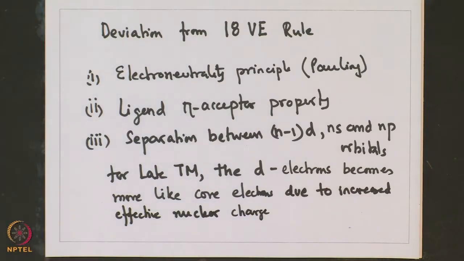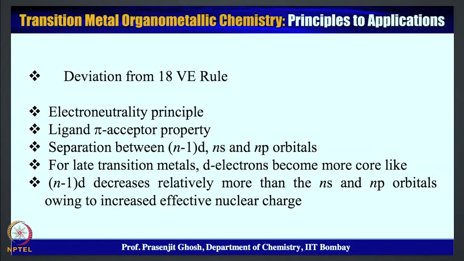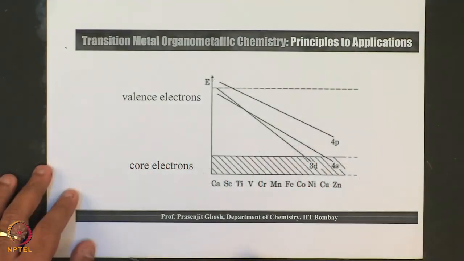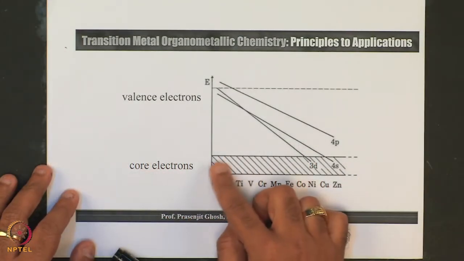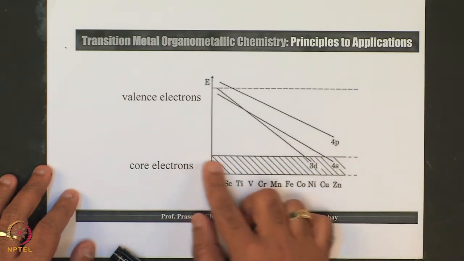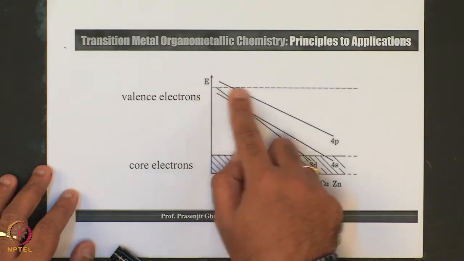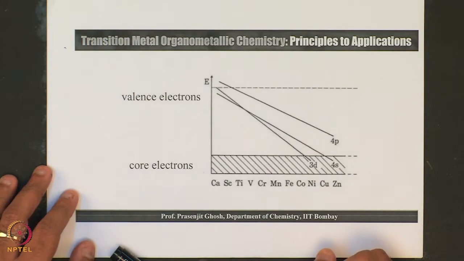With increase in atomic number, the other important aspect is the gap between these orbitals increases. Let me illustrate this with the following graph. For example, here we have the energy. The bottom part or the shaded region shows the energy corresponding to the core electrons, and the top part indicates the energy of the valence electrons.